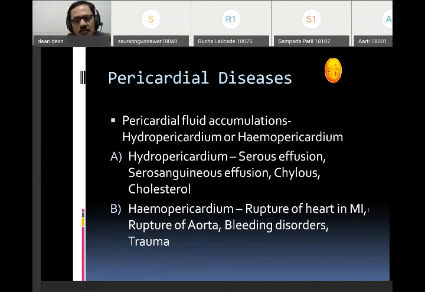One more thing you should not forget is the soldier patch. That is also important. It is a whitish patch seen over the anterior surface of the right ventricle. So that's all about pericardial disease. This is commonly asked as a short note.